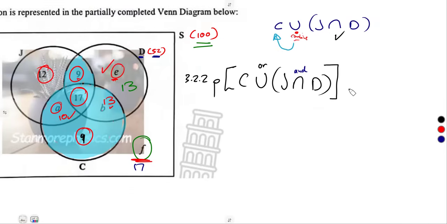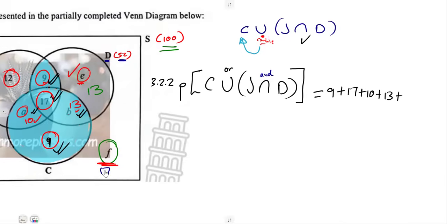We are supposed to add everything that we see. This is the indication. So on sets, you take as it is. There is a 9 here, plus a 17. There is a 10 representing A. There is a 13 representing B. There is a 9 which is representing C only. So you add everything over the total of the sample space, 100 tourists.